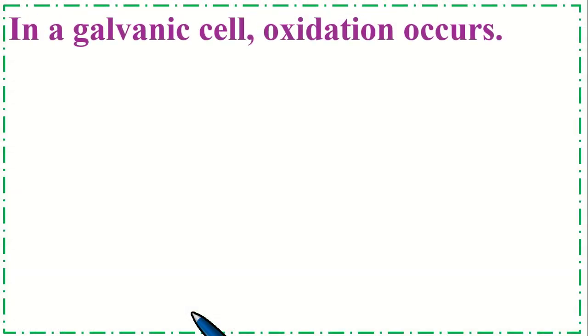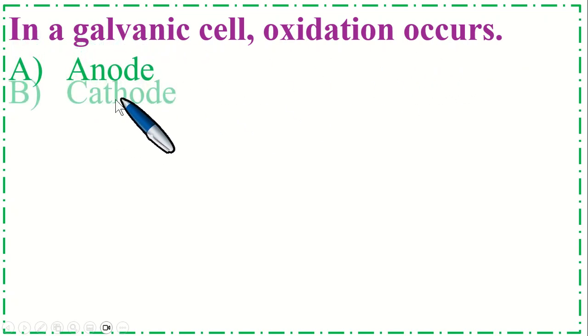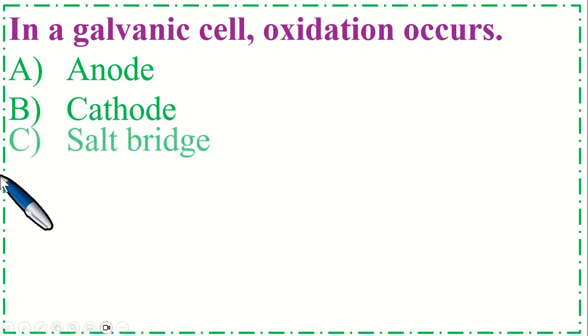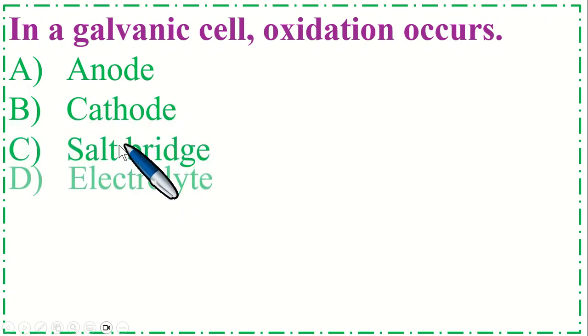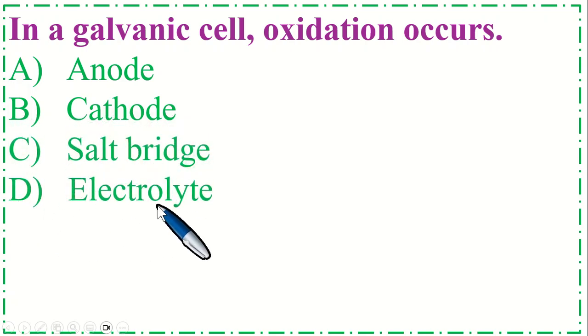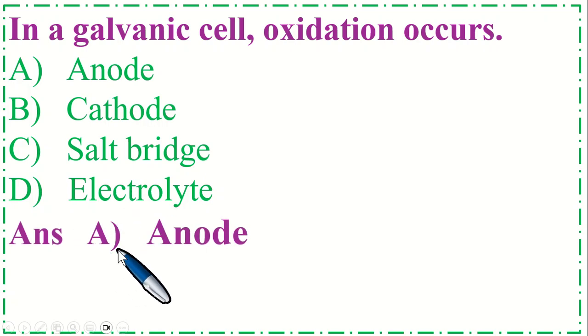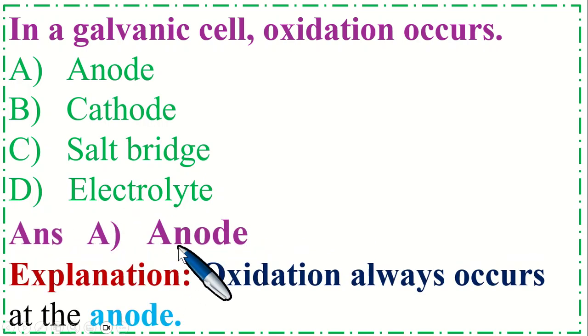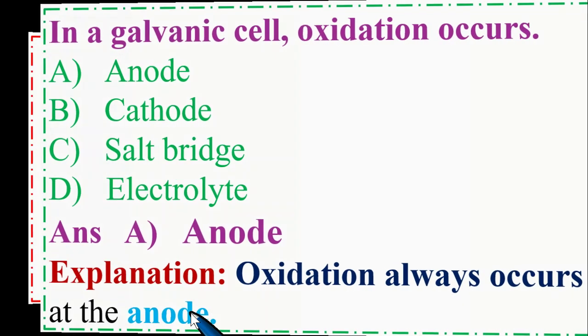So this is very important MCQs. In a galvanic cell, oxidation occurs, option A, anode, B, cathode, C, salt bridge, and option D, electrolytes. So the correct option is A, anode. Explanation is oxidation always occurs at the anode.